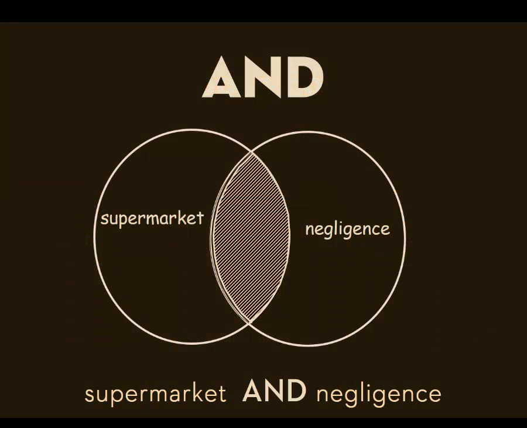The and operator finds all documents that include 2 or more terms. Both terms must appear in the document. Here's a diagram that illustrates how Boolean operator and works. Suppose we're looking for articles that have to contain both terms supermarket and negligence. One of the circles represents all of the documents in a database that have the term supermarket in it. The second circle represents all the documents with the term negligence. The place where they overlap, that shaded portion of the diagram, represents all the documents that include both terms, supermarket and negligence.